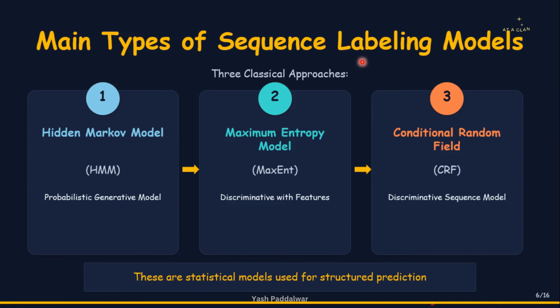So the very first is HMM, hidden Markov model. It is a probabilistic generative model. The next is maximum entropy model, which is also called MaxEnt. It is a discriminative model that uses features. The next is conditional random field, which is called CRF. It is a discriminative sequence model that considers the entire label sequence. Remember this. Now let's have a look at all of these one by one.